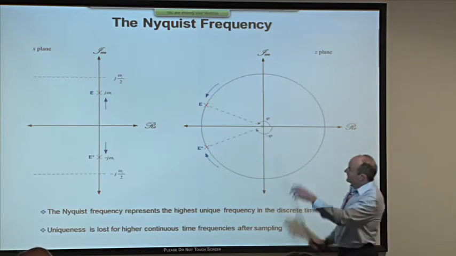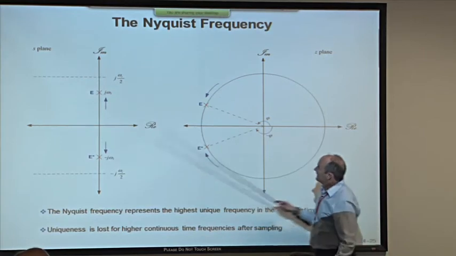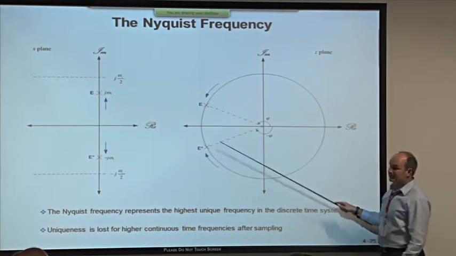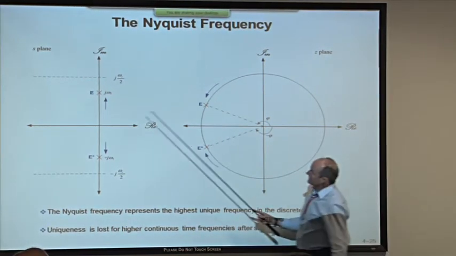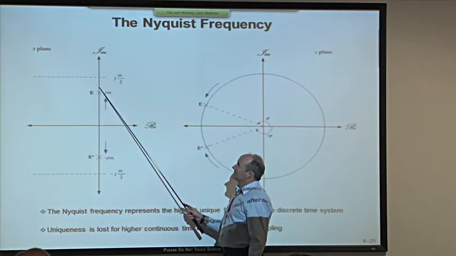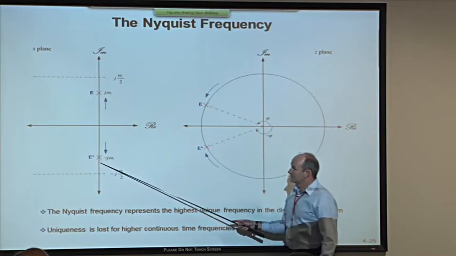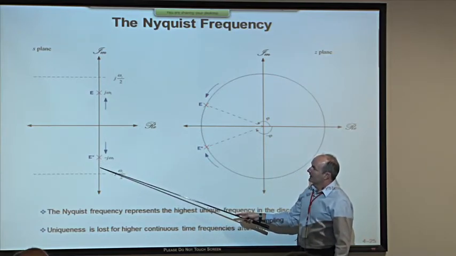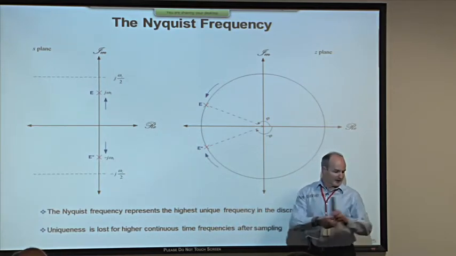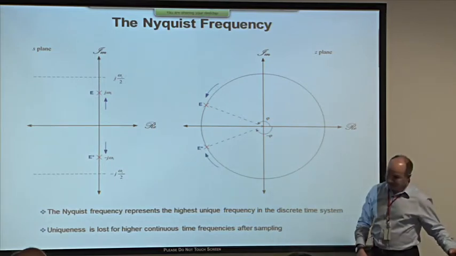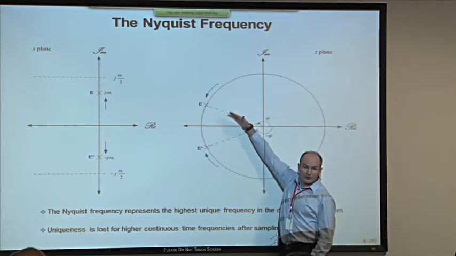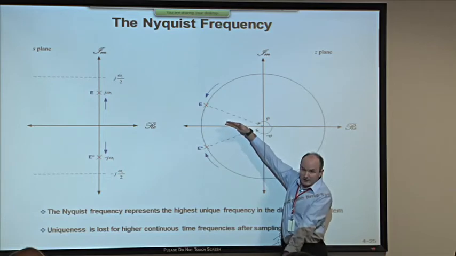So E and E star appear over here in the S-plane, and therefore they might appear over here in the Z-plane. Now the thing is, imagine moving E up the imaginary axis in this direction, and since E star is its conjugate equivalent, that has to move down as E moves up. And the effect of doing this in the Z-plane is that E is going to move clockwise around the unit circle, and E star is going to move counterclockwise.